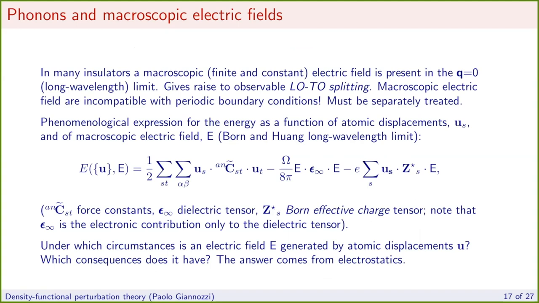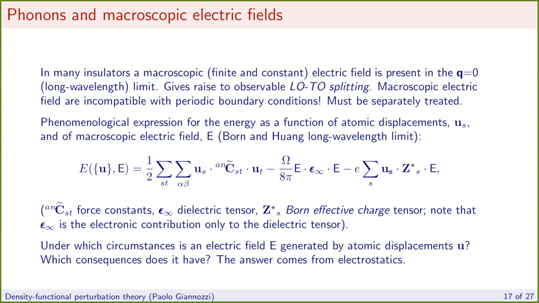Now, this comes from the long-rangedness of the Coulomb interaction, and the long range of the Coulomb interaction has the consequence that it may generate a macroscopic electric field, so a uniform electric field everywhere in the crystal, and it is responsible for this LO-TO splitting. It's a well-known phenomenon. What makes it hard to treat in a crystal is that this uniform electric field is not compatible with periodic boundary conditions, because the potential that generates a uniform electric field is incompatible with periodic boundary conditions.